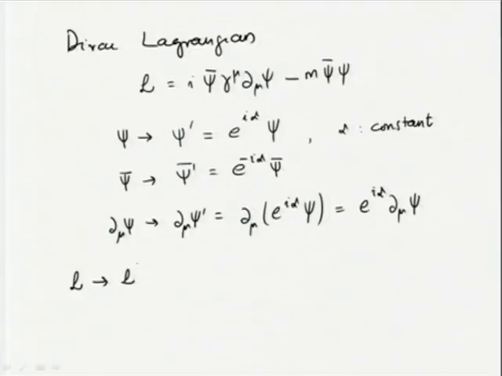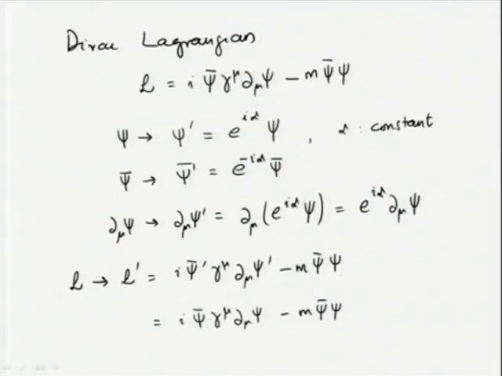Let us put all these back in the Lagrangian. So, the Lagrangian will go to some L prime, which is i psi bar prime gamma mu dou mu psi prime minus m psi bar prime psi prime. When I multiply psi bar and psi together, the exponential factors cancel. Similarly, since psi bar prime has e power minus i alpha and dou mu psi prime has the same exponential factor e power i alpha, they cancel with each other. So, altogether you will get back the original Lagrangian, which is equal to L.